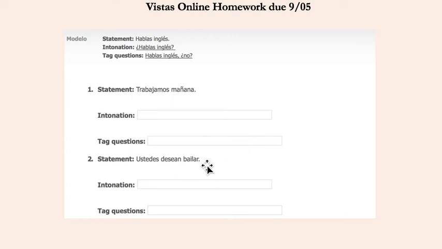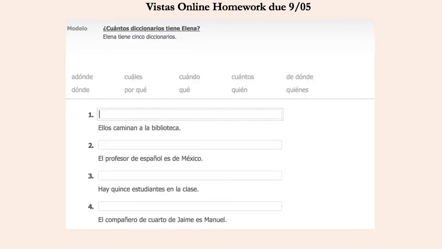Ustedes desean bailar. ¿Ustedes desean bailar? Or ustedes desean bailar, ¿no? Or ustedes desean bailar, ¿verdad? And the last one, you're going to look at the words from the 4th type, which are the question words.